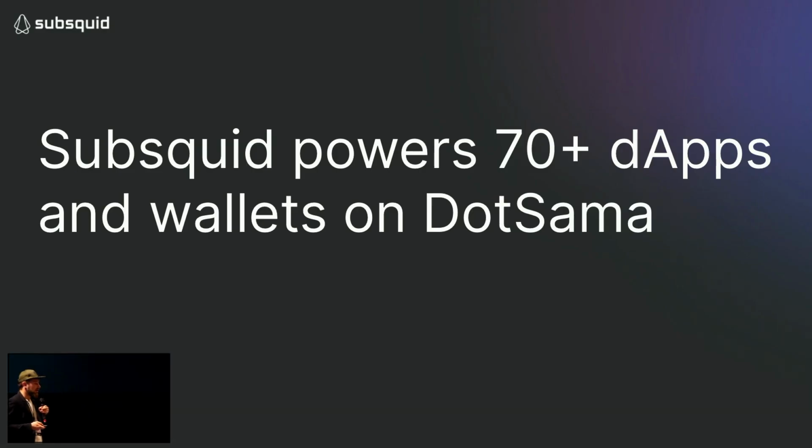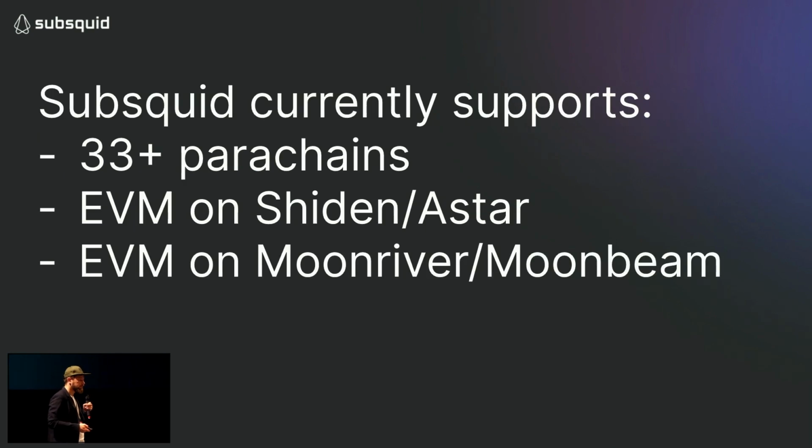So this is where we are at the moment. Subsquid already powers 70+ dApps and wallets on Kusama. We have a hosted service where you have the possibility to instantly launch your API and basically run a backend for your dApp within minutes. We support pretty much all the major parachains, and if there is demand, we can pretty quickly set up support for any new one, in particular for testnets.